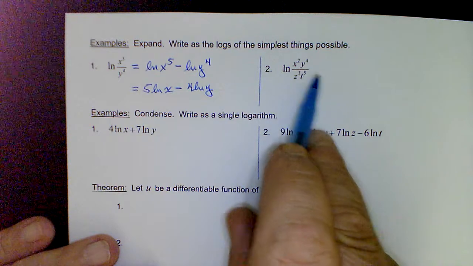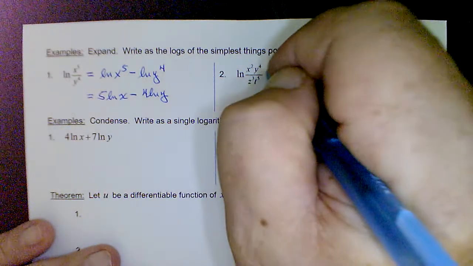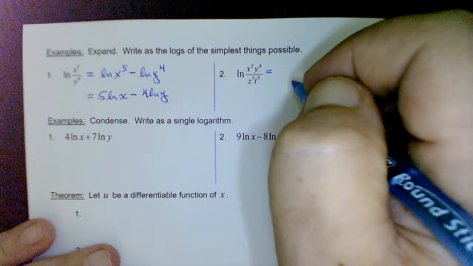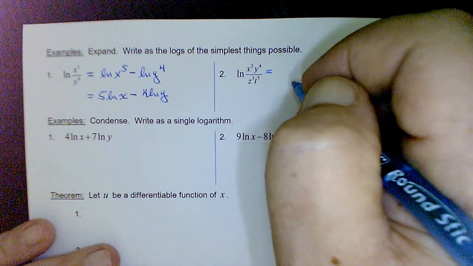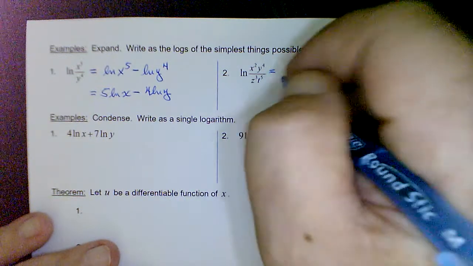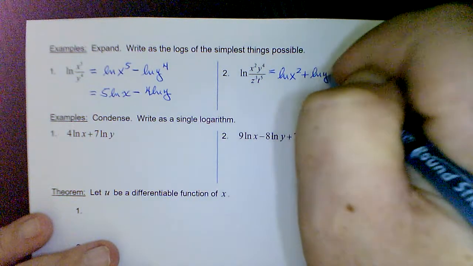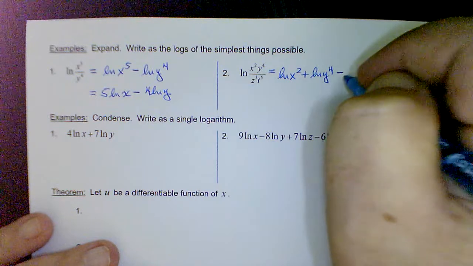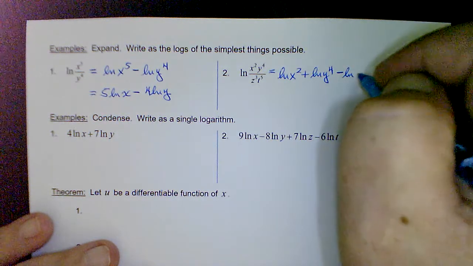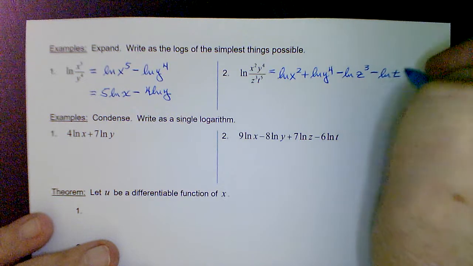Now here's an example where that general rule is helpful, because we could just expand in one step. Again, if a factor is in the numerator, coefficient of log is positive. If a factor is in the denominator, coefficient of log is negative. So here we have natural log of x squared plus the natural log of y to the fourth, but then minus natural log of z cubed and minus natural log of t to the fifth.